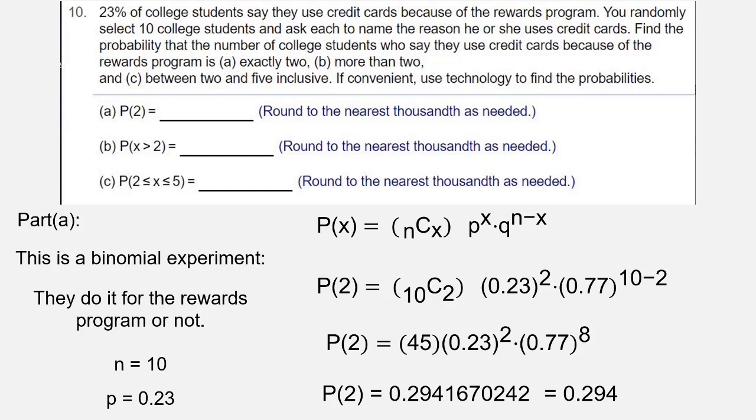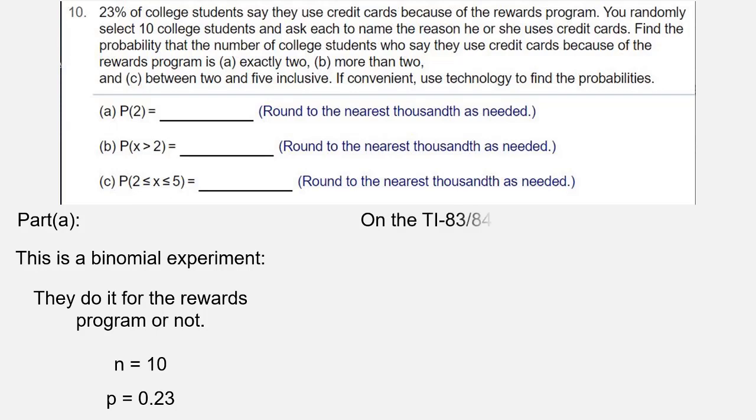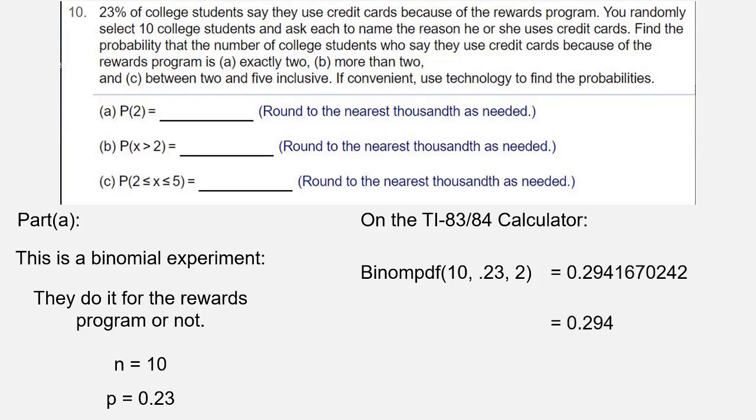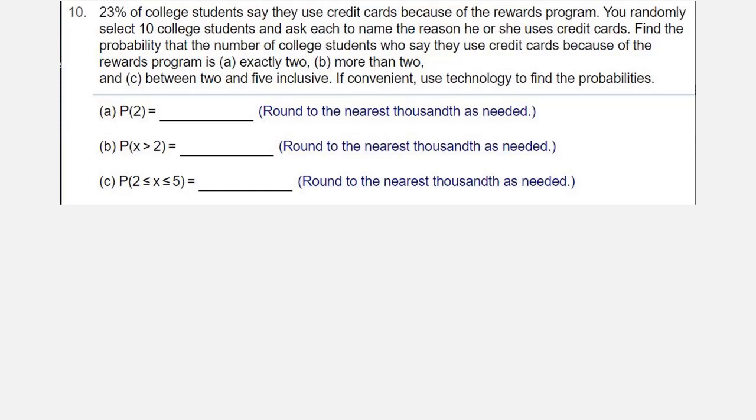We can also do this by using the calculator. What we would do then is we would do binomPDF 10, 0.23, 2. So when you're entering things into the binomial formula, you always start with the n, then the p value, then the x value. You don't need to enter the q because the q is something that the calculator knows how to compute. Once you know p, q is 1 minus p, so it's got that all built in. So you just have to enter the values of n, p, and x, and then when you hit enter, you still get that same answer, which is 0.294. Let's take a look at part B.